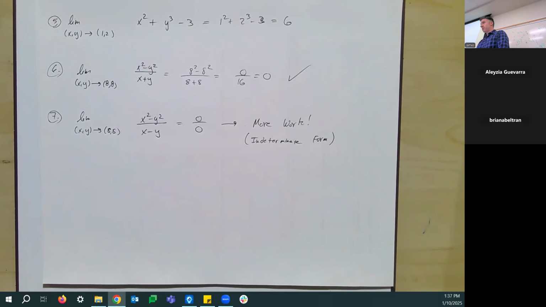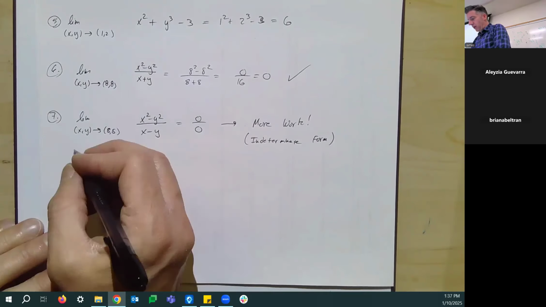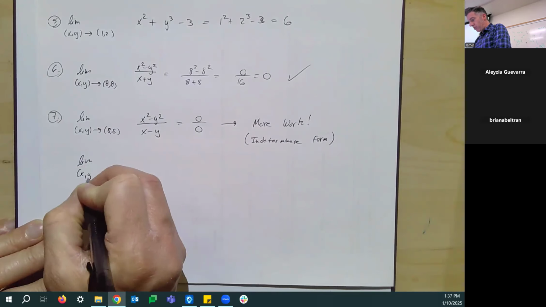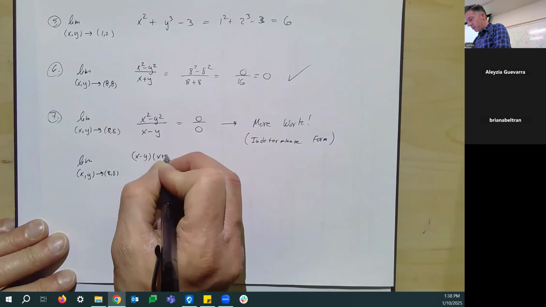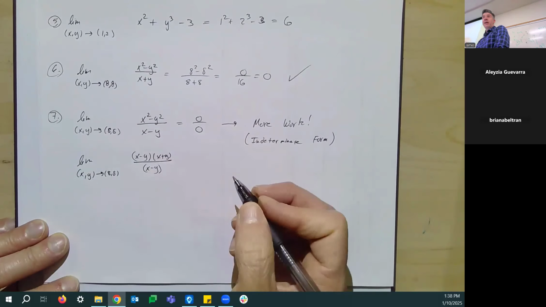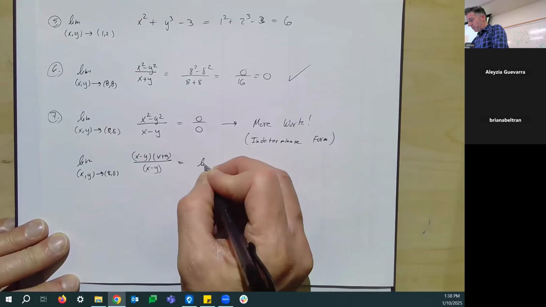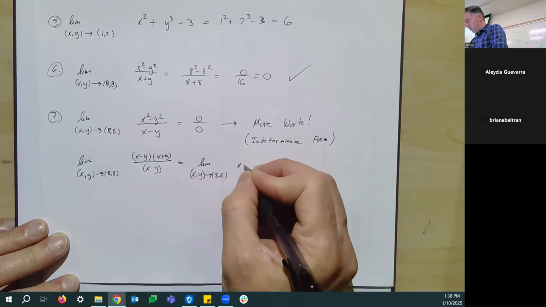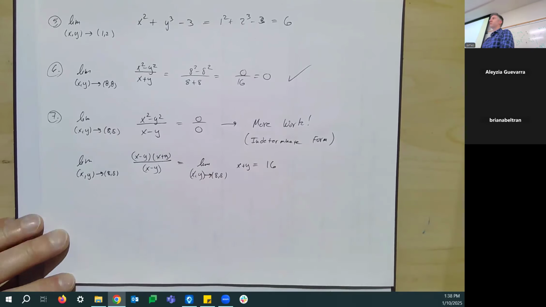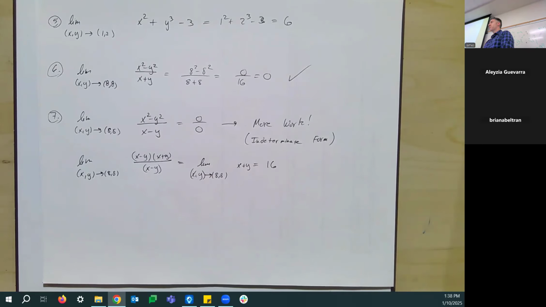In this class, 17C, most of the time that means it's going to not exist. Not always, though. There are plenty of 0 over 0 limits that do exist. Sometimes, like in this example, you can do some factoring and canceling. If we factor the numerator as x minus y times x plus y over x minus y, we can cancel the x minus y's and get the limit as x, y approaches 8, 8 of x plus y, which is 16. And that's the limit here.